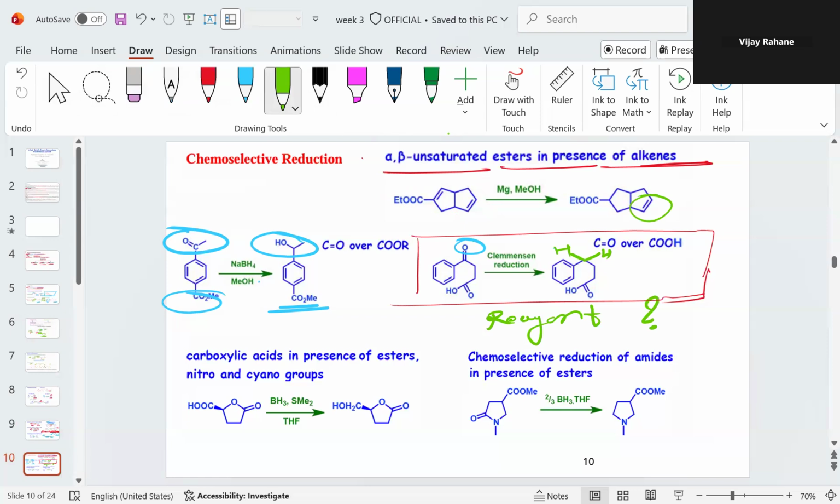Another problem here is the chemoselective reduction of amides in the presence of ester. So you have the ester and amide. If you add BH3 THF, it will selectively reduce this amide, and we get the amine as a product. And the ester group will remain unaffected. So you can see the ester remains unaffected, but in this amide we now have two hydrogens. So we did the reduction of these amides chemoselectively.